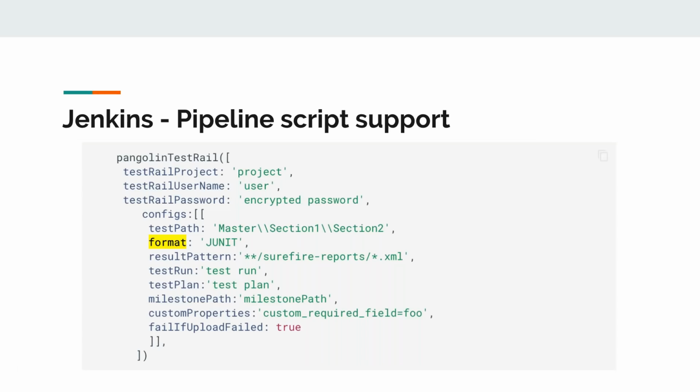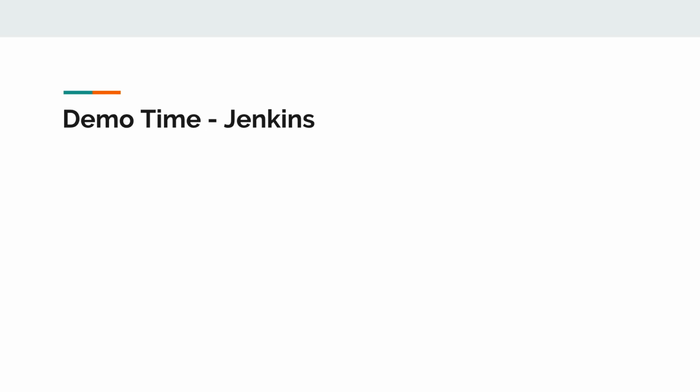Also, for Jenkins version 2.x and higher, Pangolin can be configured with a pipeline script, which can be a part of a Jenkinsfile and stored in Git. So it's also convenient if you want to use Jenkinsfiles and want to track the history of your pipeline scripts.